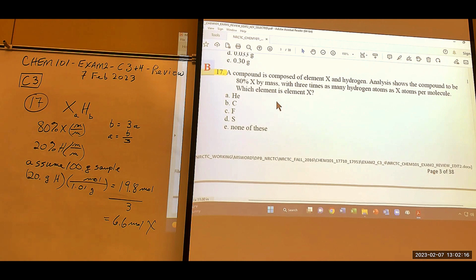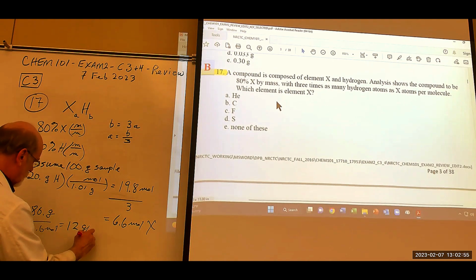What do you need to know for molar mass? You need to know mass and moles. So we got the moles. Can we get mass out of it? Well, if this is 20 grams, that means this is 80 grams. 80 grams per 6.6 moles. Oops, I did something wrong. Let me try 80 divided by 6.6. There we go. Round it off to 2 places. About 12 grams per mole.